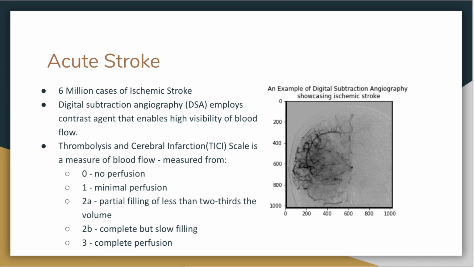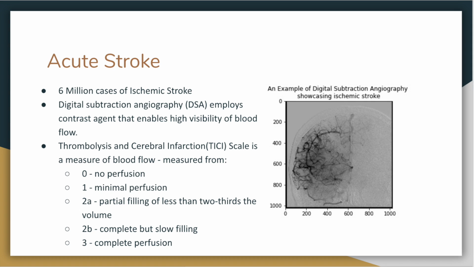So a stroke occurs when a blood vessel that carries oxygen and nutrients to the brain is either blocked by clots or bursts. Our study looks specifically at ischemic strokes, where there's a deprivation of oxygen and nutrients in the brain due to a lack of blood flow and inflammation damage via neuronal death, and this affects over 6 million people in the US annually.